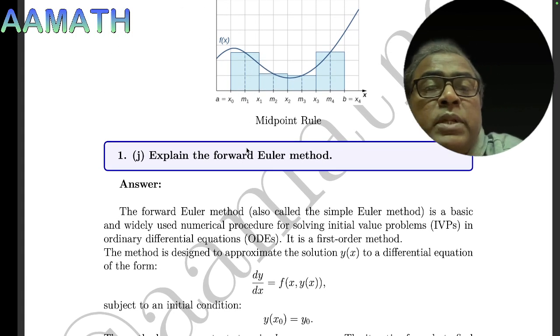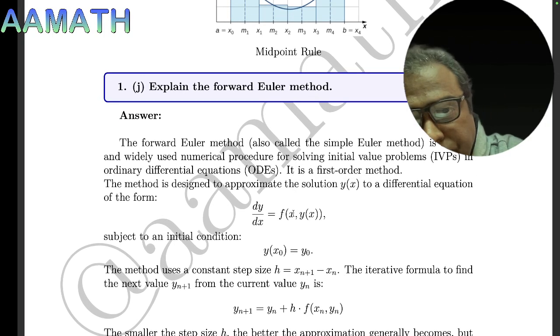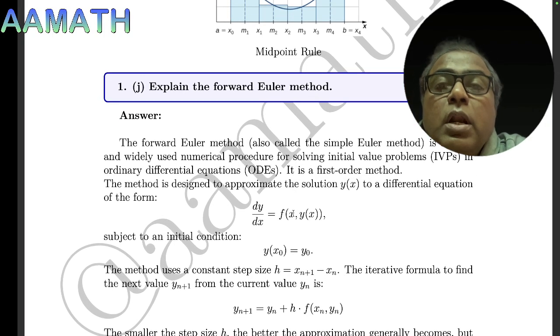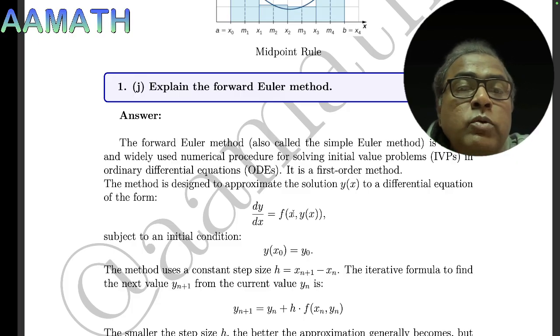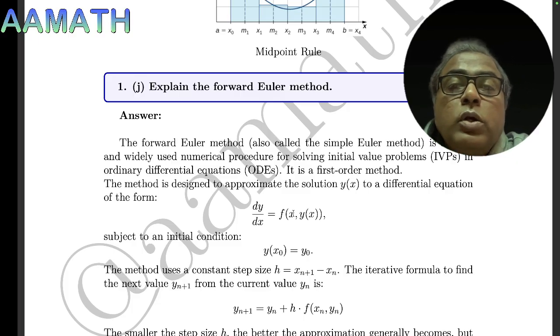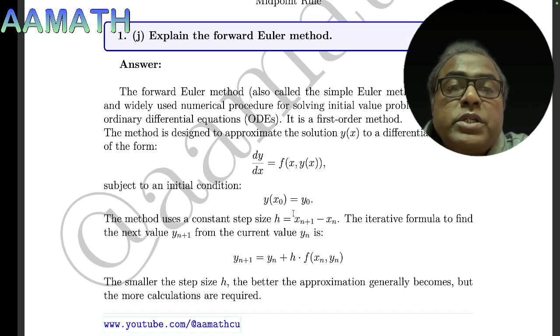Next 1J, explain the forward Euler's method. The forward Euler's method, also called the simple Euler method, is a basic and widely used numerical procedure for solving an initial value problem, IVP, in an ordinary differential equation, ODE.